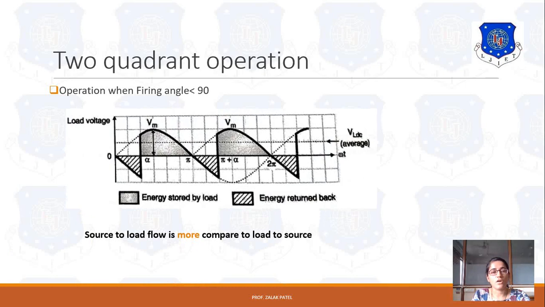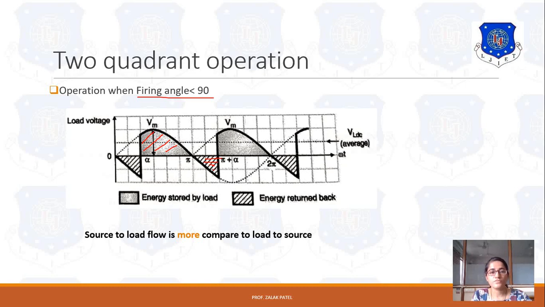The full converter will operate in both quadrants when firing angle is less than 90 degree, meaning it will operate in a positive half cycle more than the negative half cycle. You can see that this positive half cycle period is more compared to this negative period. Here the positive half cycle denotes energy from source to load, and the negative half cycle denotes energy from load to source.